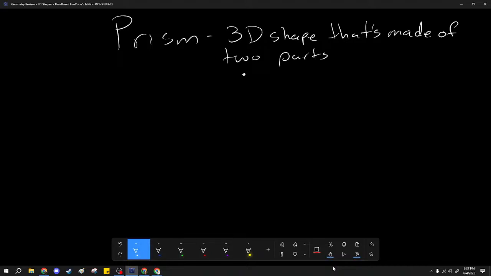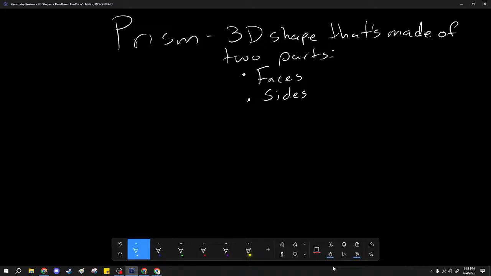The two parts are the faces and what I like to call the sides. So I know that can be confusing, what I mean by sides. There's a bunch of sides. Well, when you have a prism, there's usually two specific sides that are the shape you are working with. I'm going to say that a lot. The shape you're working with.